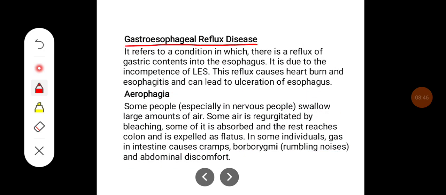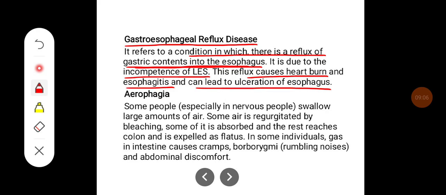Gastroesophageal reflux disease. It refers to a condition in which there is a reflux of gastric contents into the esophagus. It is due to the incompetence of the lower esophageal sphincter. This reflux causes heartburn and esophagitis and can lead to ulceration of the esophagus.